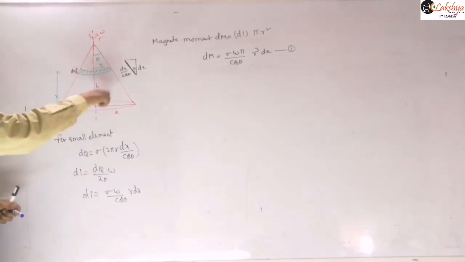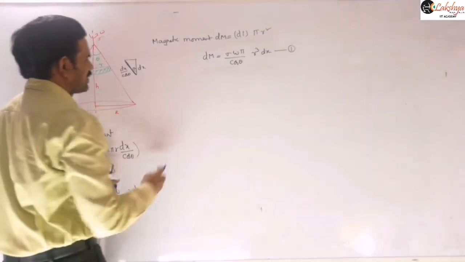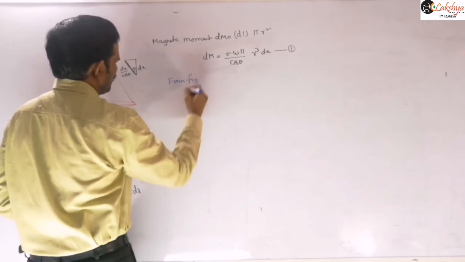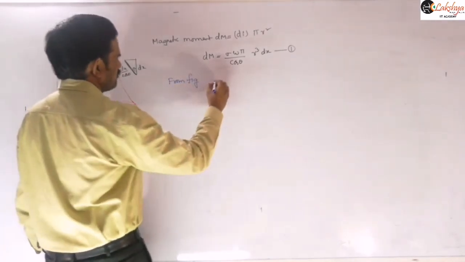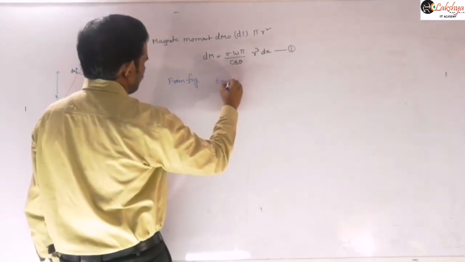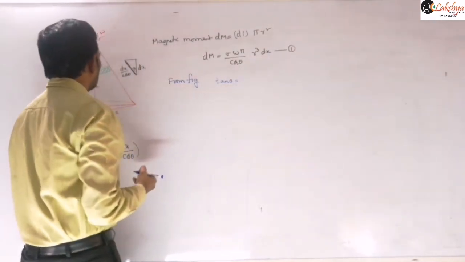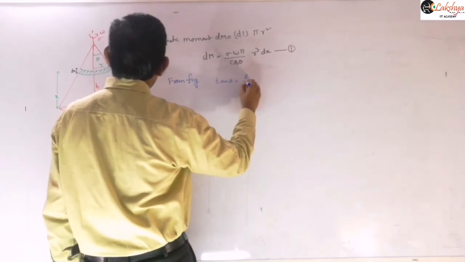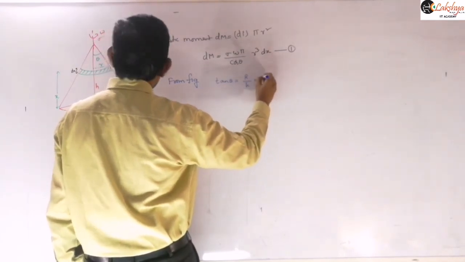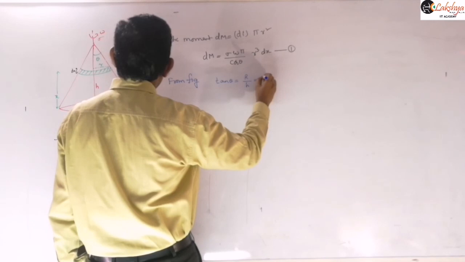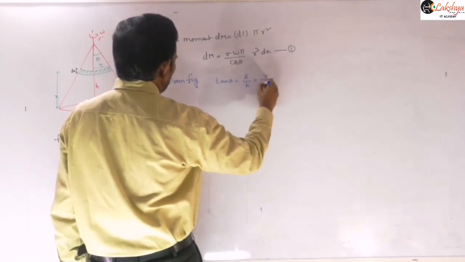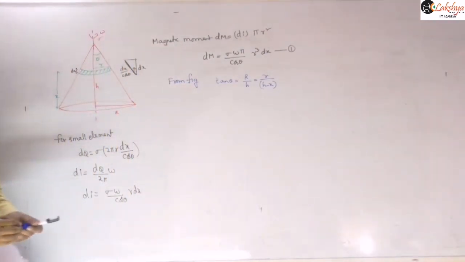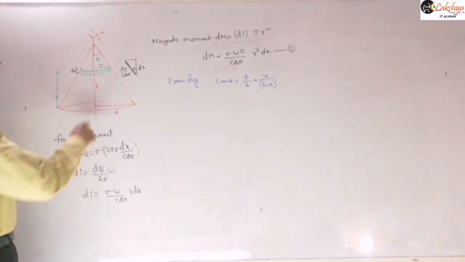So but that you can do just by using this triangle here. So that I am writing as, from the figure what you can write is tan theta is equal to x by, that means capital R by h you can write, which is equal to small r by h minus x. That means this is the calculation here.